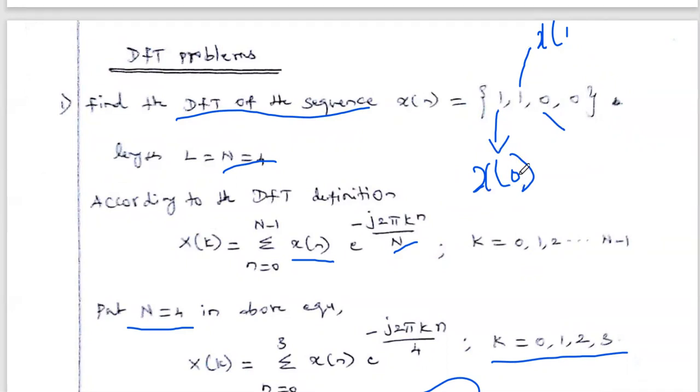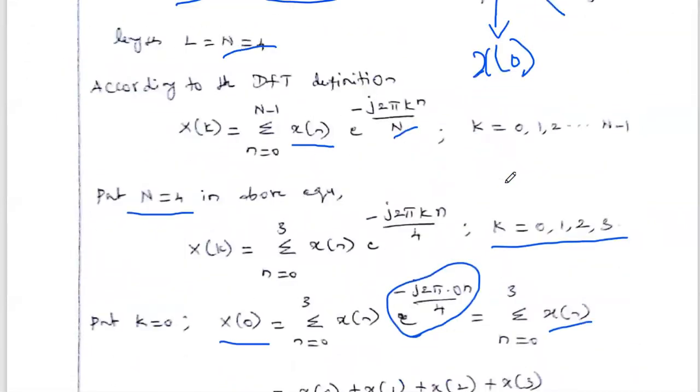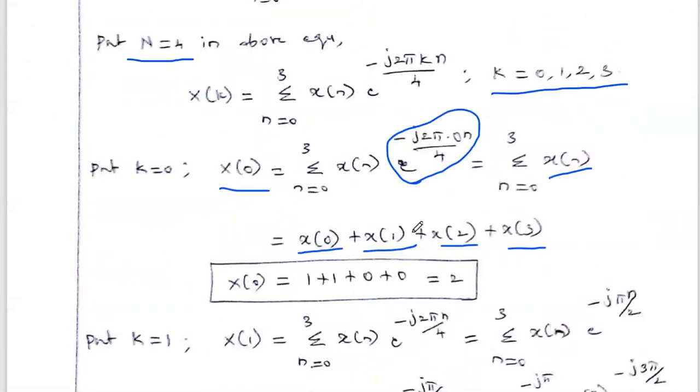So what is the value of x of 0? It is 1. You substitute x of 0, x of 1, x of 2, x of 3 in this case, so we get 1 plus 1 plus 0 plus 0. So the answer is 2. The first DFT answer, capital X of 0, we calculated as 2. So the first thing is calculated.